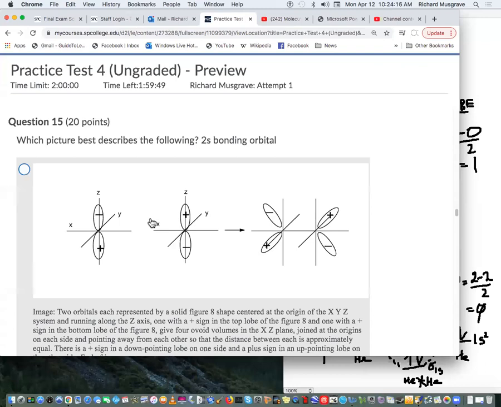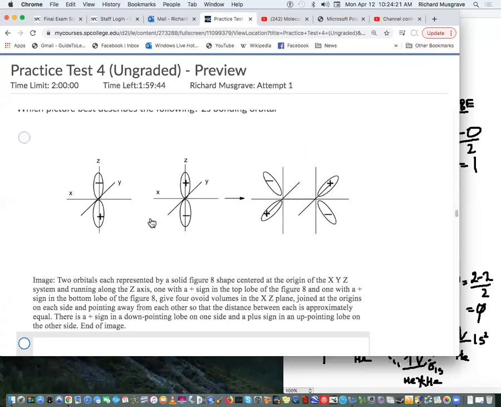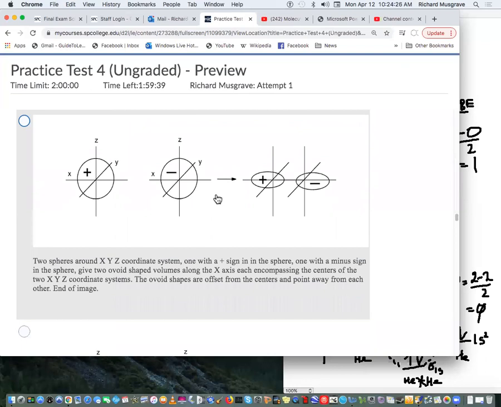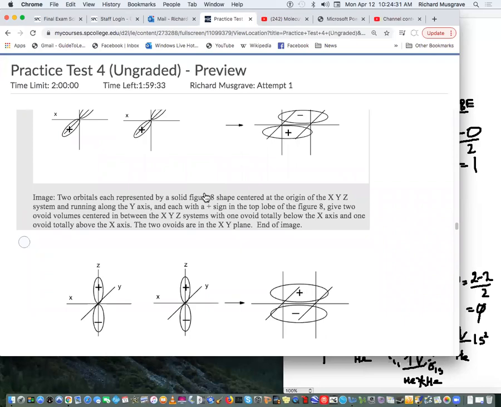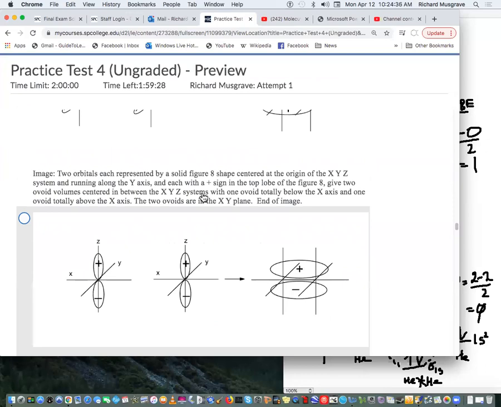This is the kind of question. It's multiple choice, and it asks, for example, which best describes the following 2s bonding orbital, and you'd have to find which one of these. This would be it, by the way, but you'd have to figure out which one of these was actually the one that would fit that. So it does make it a bit easier for you, because it's not that hard really to figure that out.